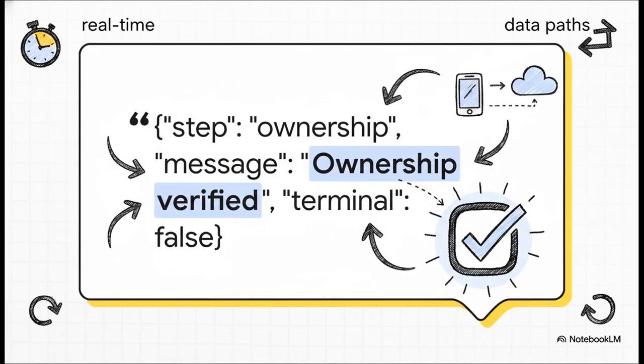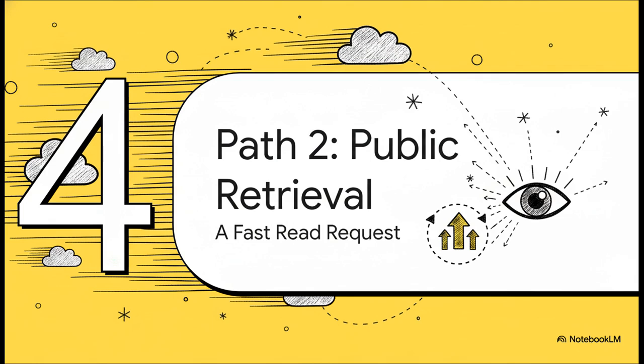And check this out, this is one of those real-time updates I was just talking about. It's this tiny snippet of JSON, a server-sent event, basically telling the app, yep, we verified ownership, we're moving on to the next step. It gives you a little window into that complex background process. How cool is that?